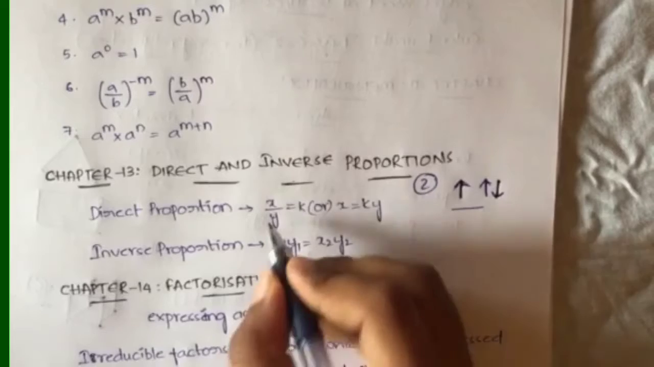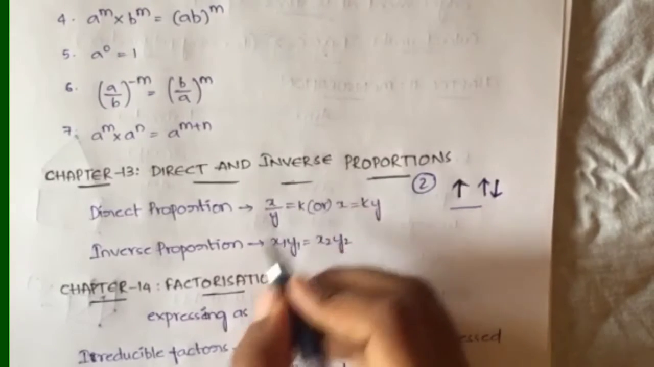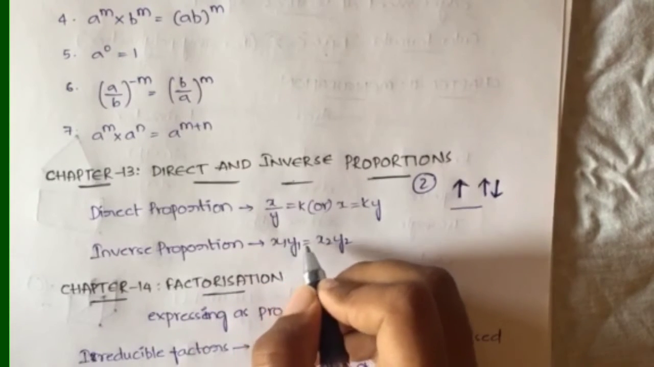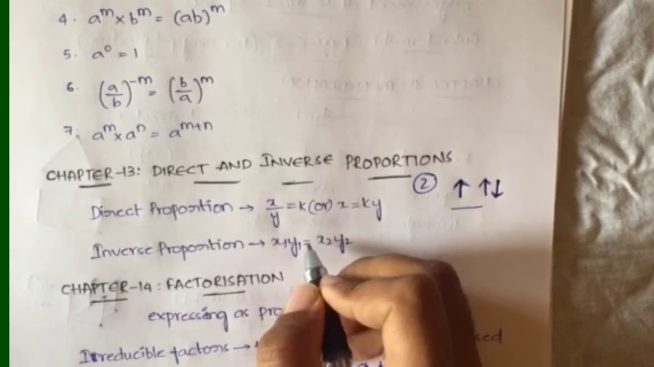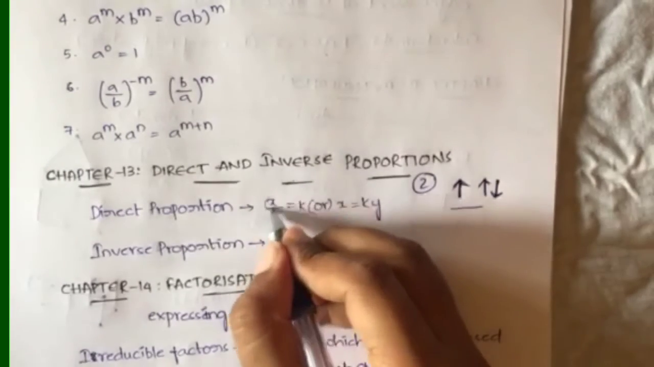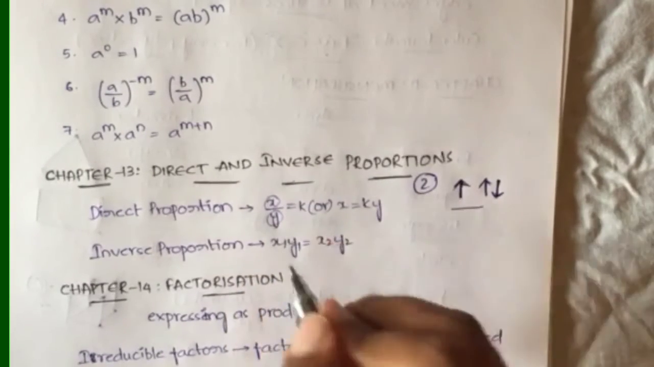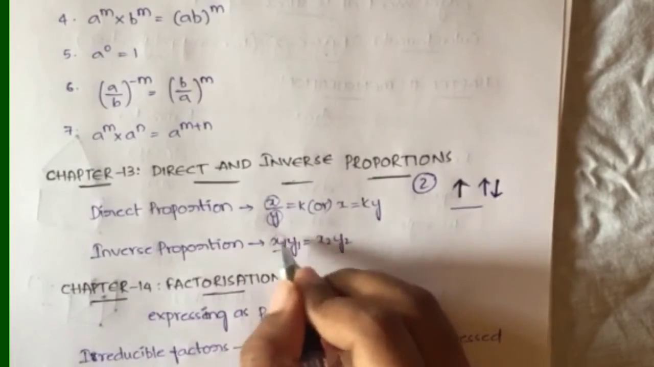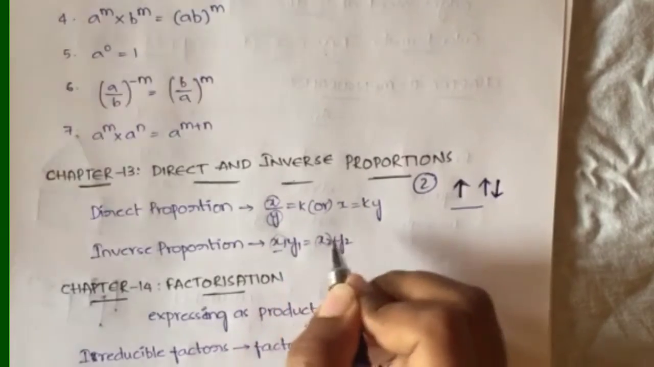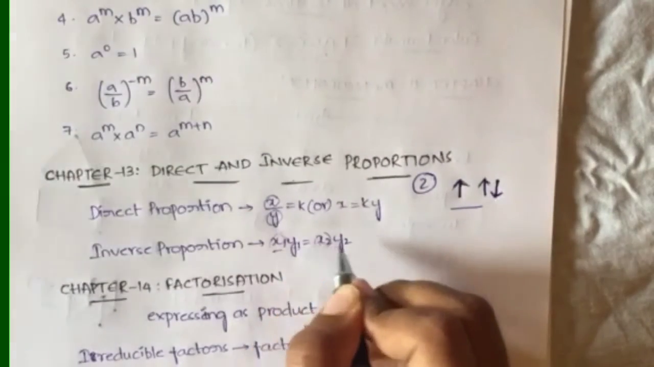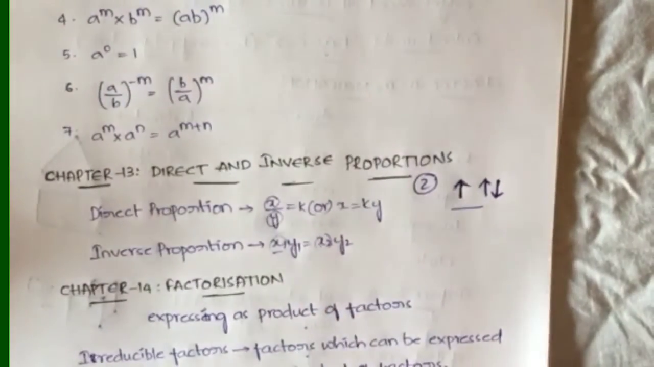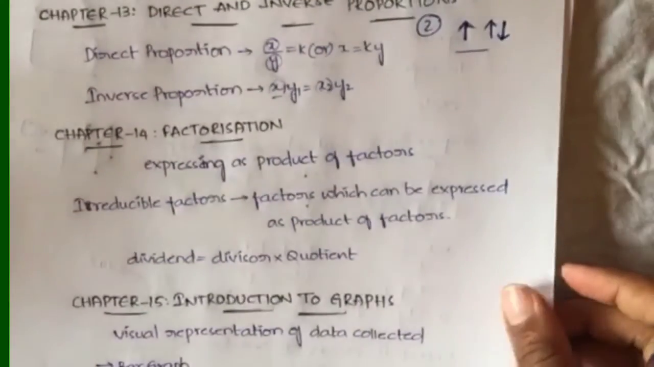Okay, the formula for direct proportion is x by y is equal to k, and for inverse proportion it is x1 y1 is equal to x2 y2. Here x is one of the quantities and y is one of the quantities. Here also x1 and x2 are some related quantities, and y1 and y2 are other quantities. Got it? The next is factorization chapter.